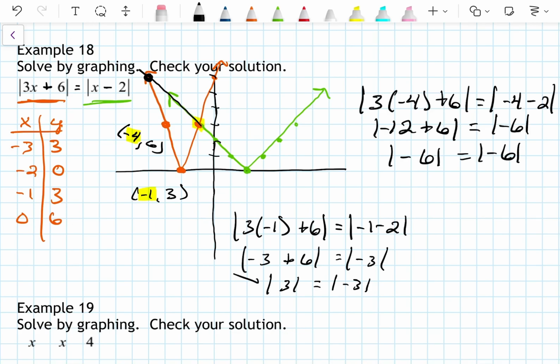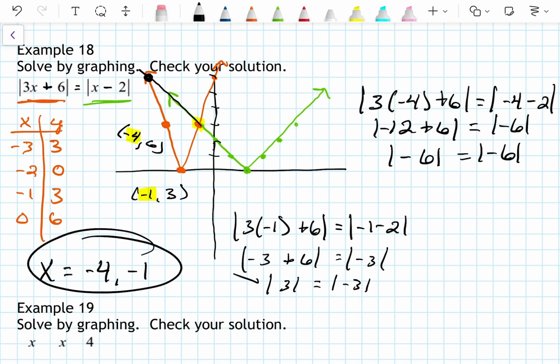And there we have it. The absolute value of negative 6 is equal to the absolute value of negative 6. So my solutions are x equals negative 4 and negative 1. So both of those are our solutions to that.